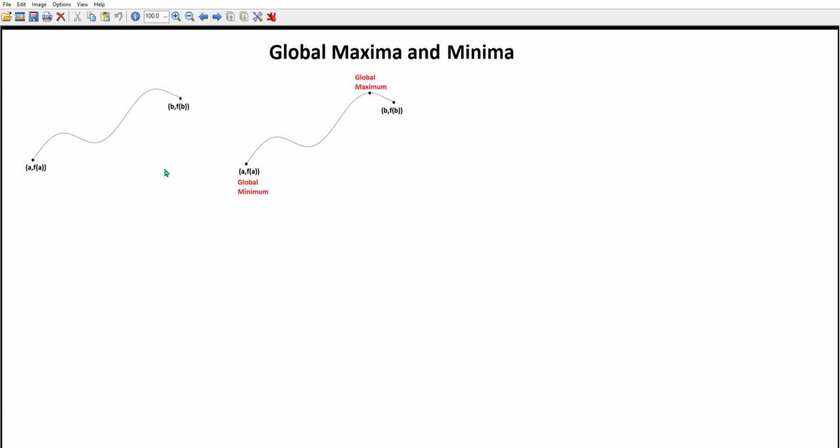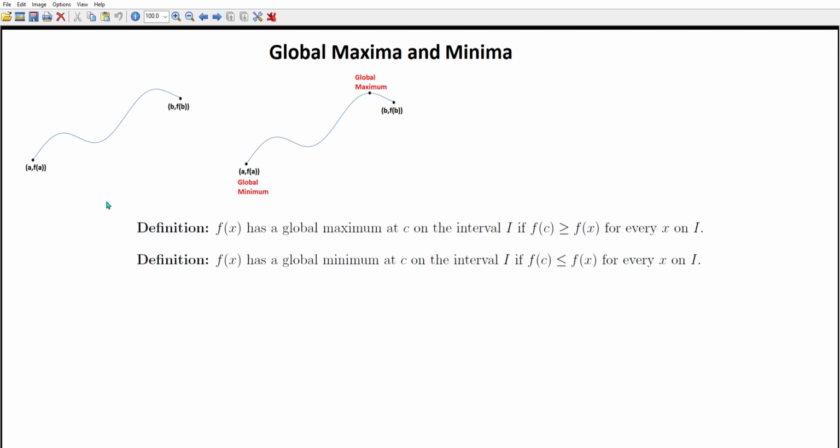What we can see is the left-hand endpoint has the smallest value on the interval, which we will call the global minimum. And this top of a hill here has the largest function value, which we will call the global maximum. So some definitions.